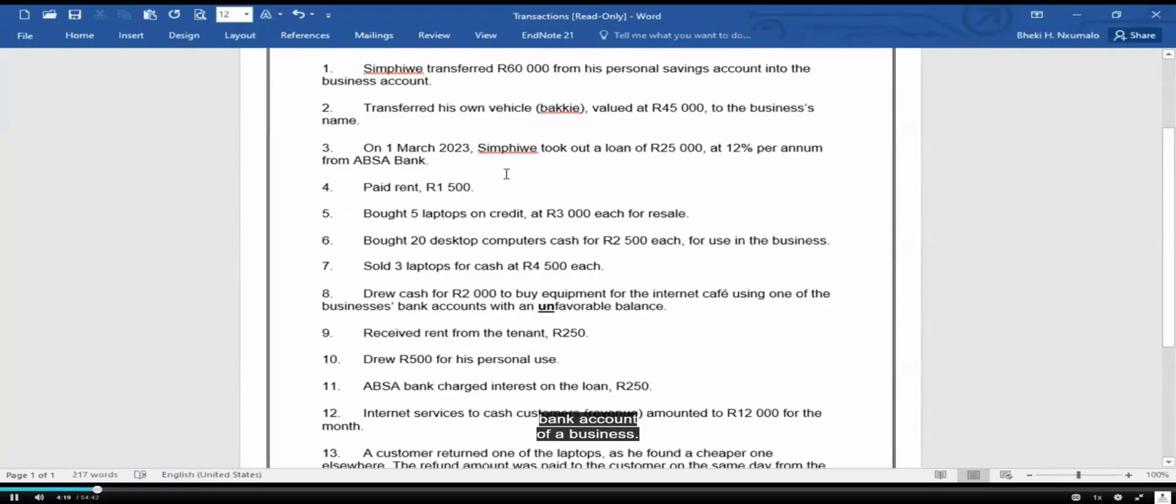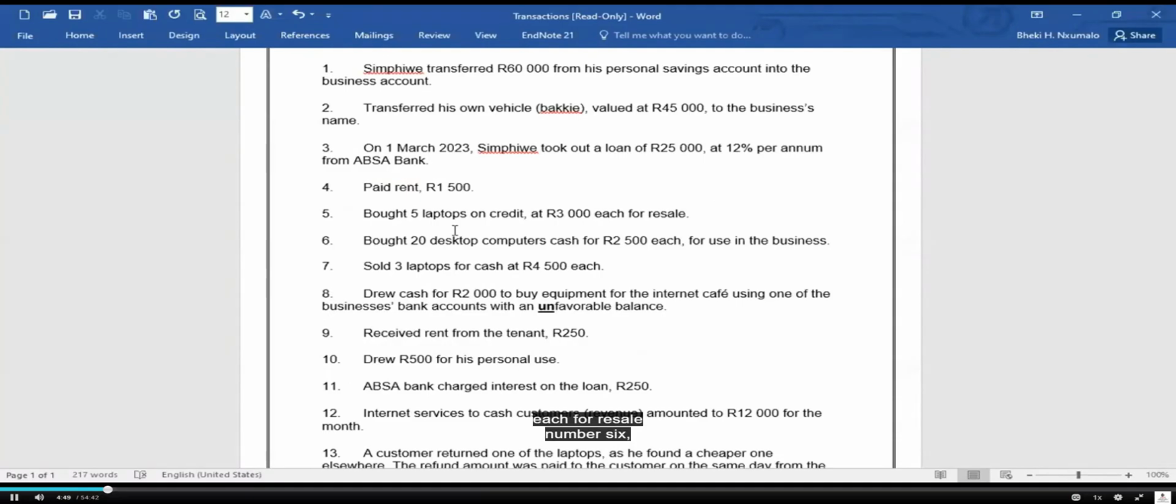Number 4, he paid rent, 1.5. It's an outflow of cash. Number 5, bought 5 laptops on credit at 3,000 Rand each for sale. That is because he's running the business. He bought 5 laptops on account, on credit. I'm not too sure why he's not using cash, because money is available in the business. But anyway, transaction number 5, he took out 5 laptops on credit at 3,000 Rand each for sale.